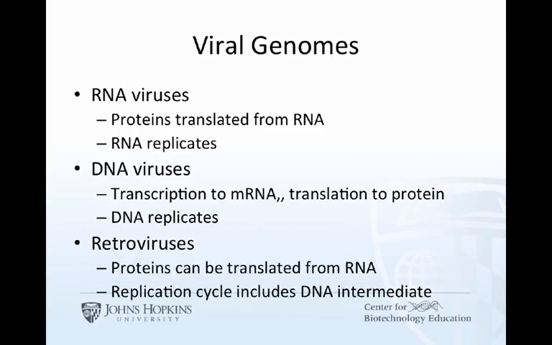Retroviruses have RNA viral genomes, but there is a twist. The RNA genome can be translated into viral proteins. However, its replication cycle involves the use of reverse transcriptase. Well, we know that DNA can be transcribed into RNA. When a DNA molecule is made based on an RNA template, then that is called reverse transcription. That DNA intermediate can be transcribed to synthesize new viral genomes.